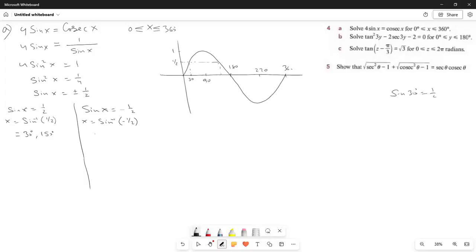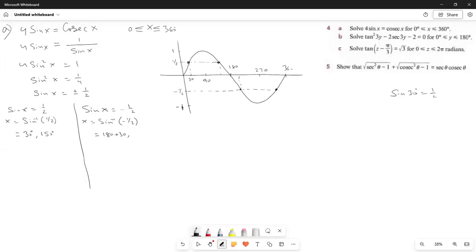Similarly, from here, sine inverse negative half. So this is negative half, so negative 1, and negative half is somewhere here. And its inverse would be this value. I have these two values here. And this is the same amount after 180. So I would say 180 plus 30. This is one answer. And the second answer is this one.